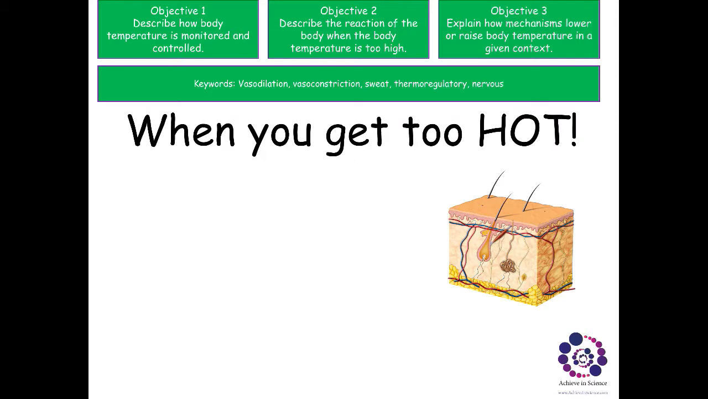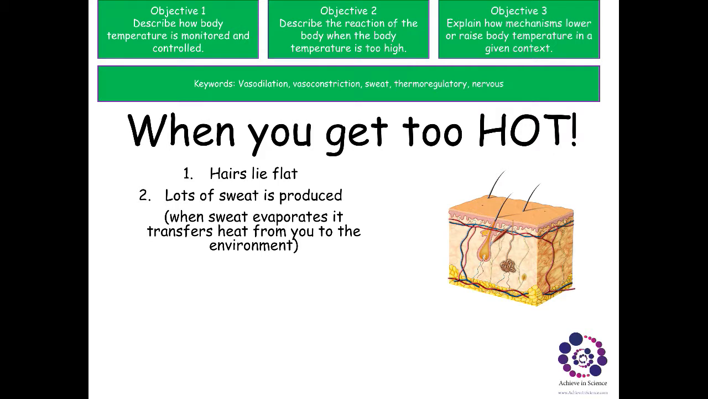The other extreme is then when you get too hot. This time our hairs will lie flat. We don't need the air to be trapped. We don't need an insulating layer. We will produce sweat. This sweat would evaporate and therefore allow the transfer of heat to the environment.